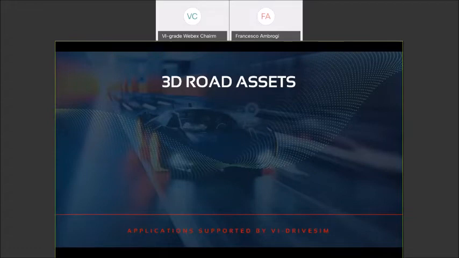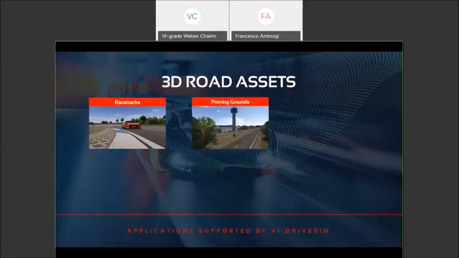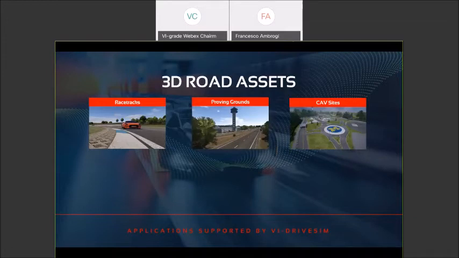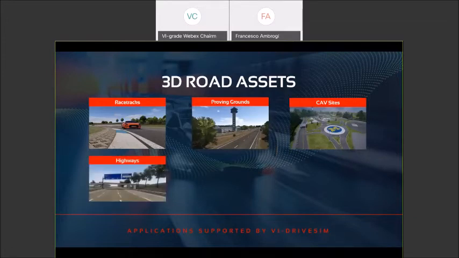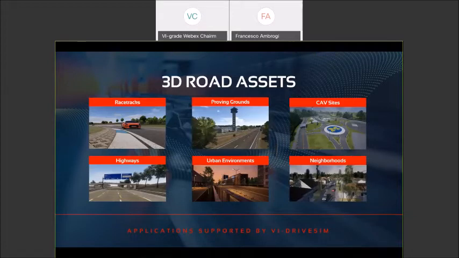Tire models are, of course, interacting with roads, and VI-grade can provide services for creating any type of 3D road assets. So a wide variety of high-definition road environments are already available for usage on the driving simulator. So we can provide racetracks, proving grounds, connected automated vehicle sites, highways, urban environments, neighborhoods. So in general, every high quality environment can be made available or eventually implemented using road scanning services.